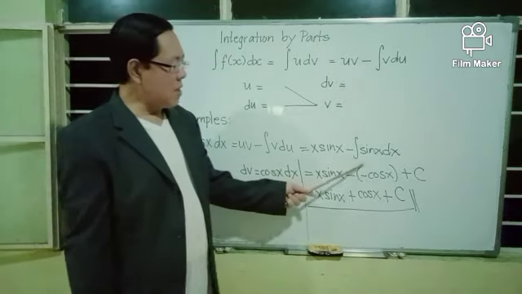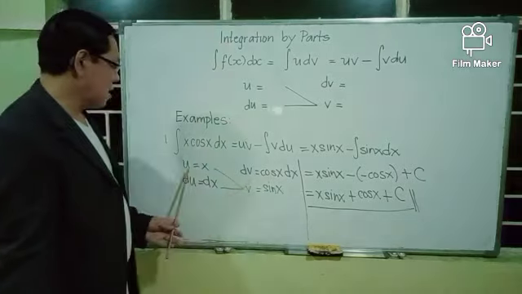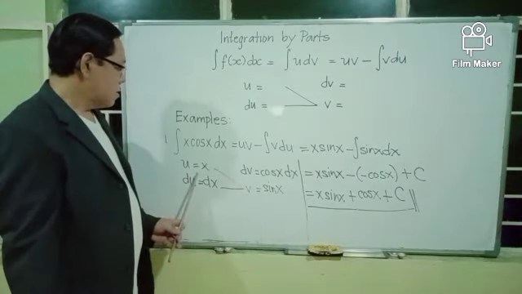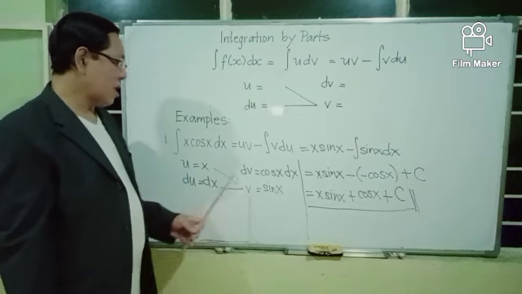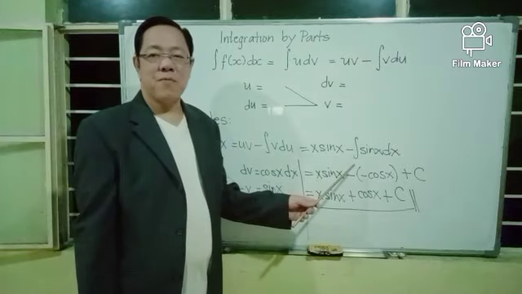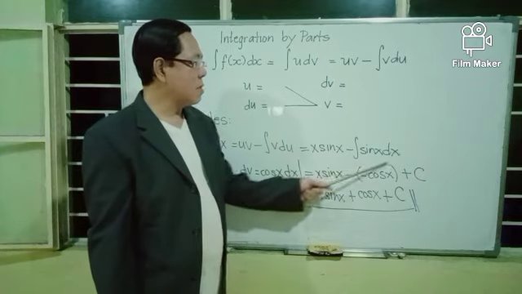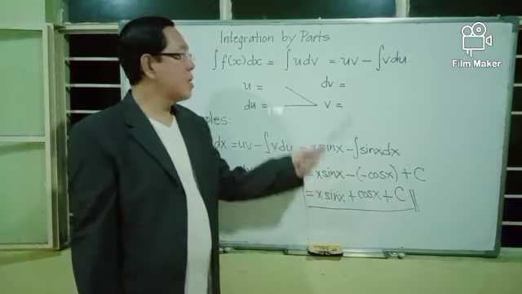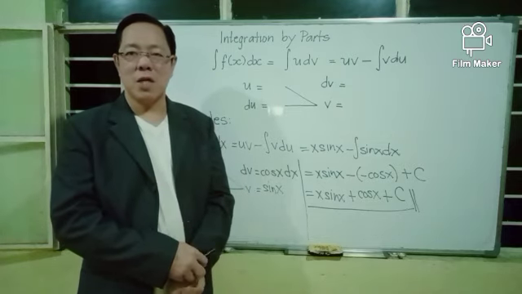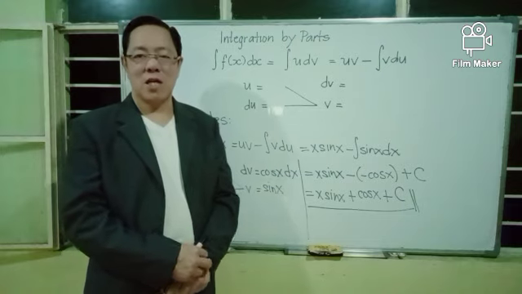Now, if you find it difficult to integrate this, then you must change your u or dv. Try to let u be equal to cosine x and dv equals x dx. That's the clue. If you encounter difficulty in integrating this term, this integral of v du, then you must change your u. Either you change your u or change your dv, or interchange the two.